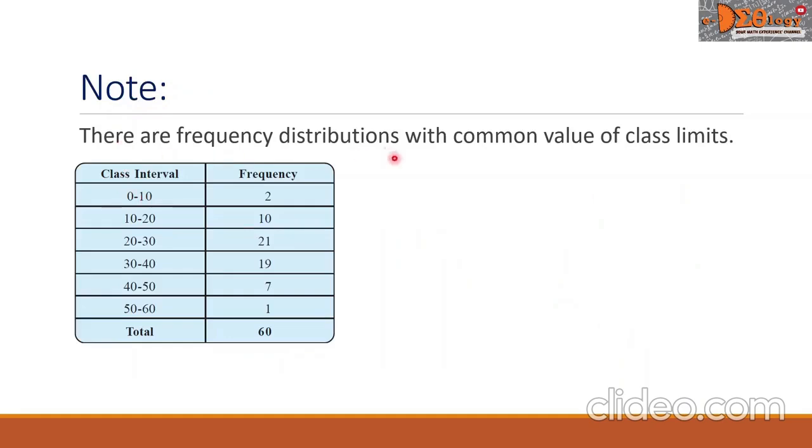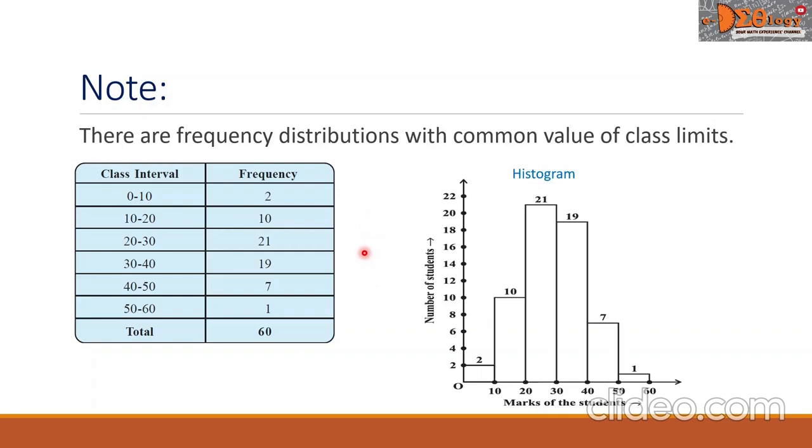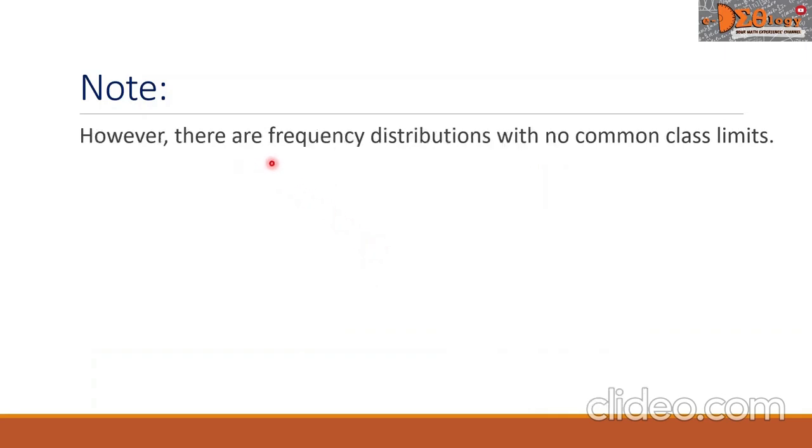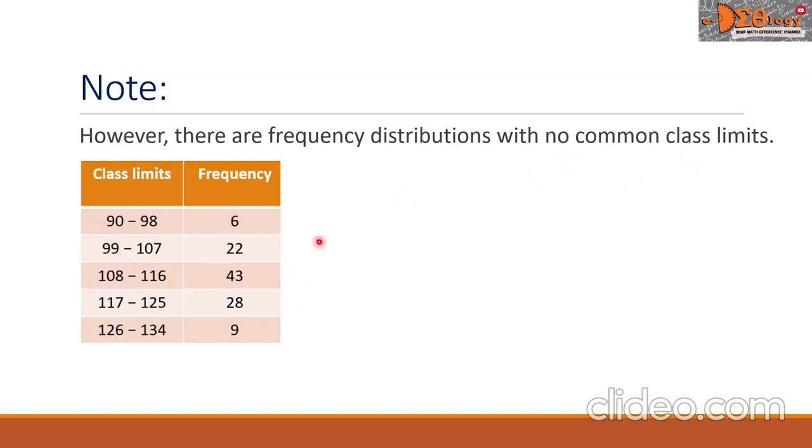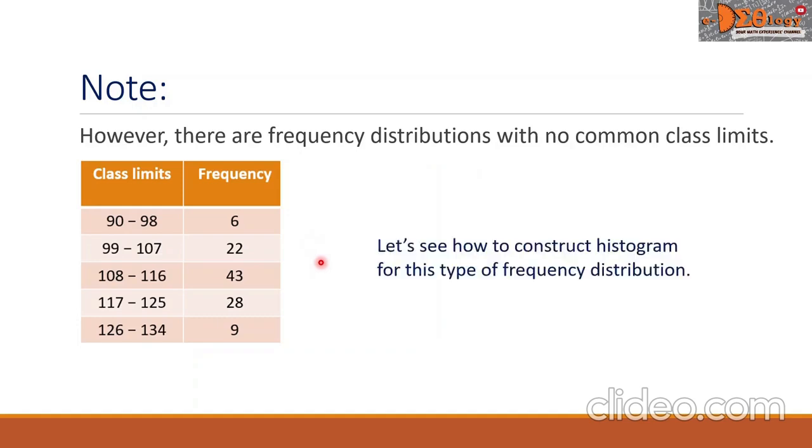There are frequency distributions with common value of class limits, just like this, and we are able to draw the histogram for this. However, there are frequency distributions with no common class limits. This is our example of frequency distributions whose class limits are not common. In this case, we're going to draw or construct a histogram for this type of frequency distribution.